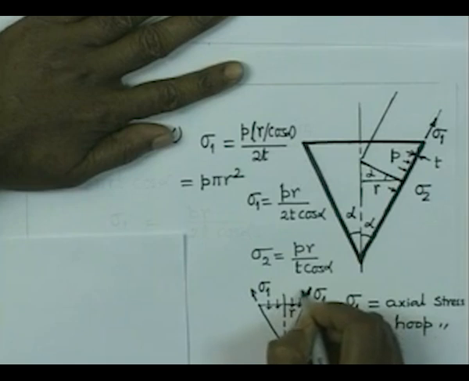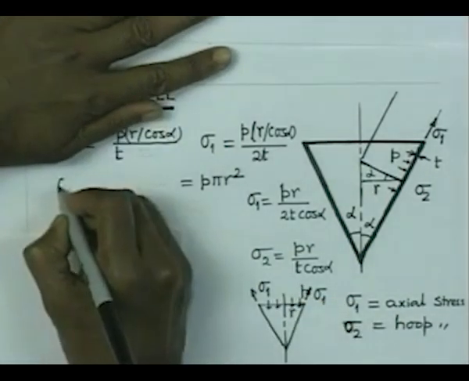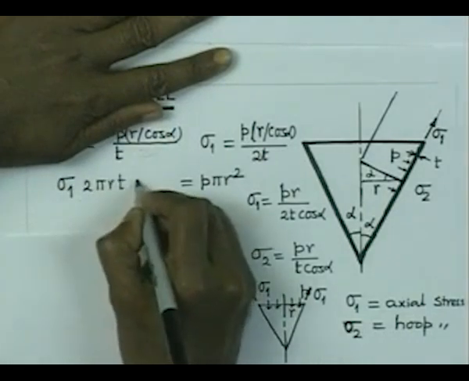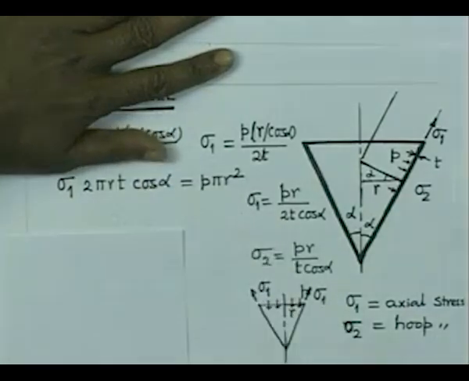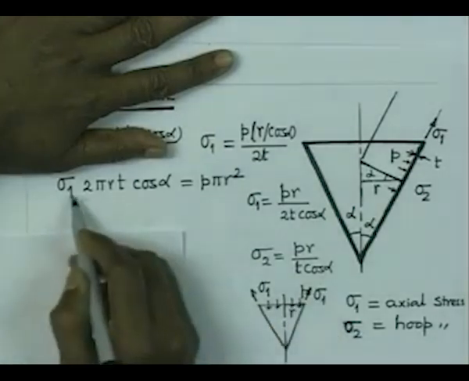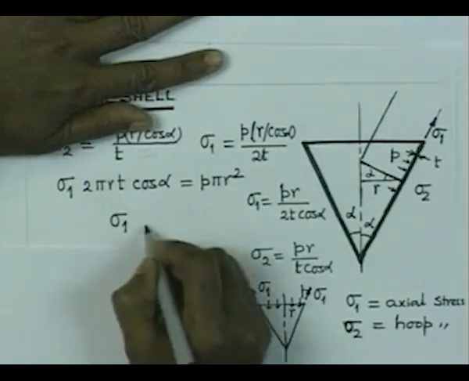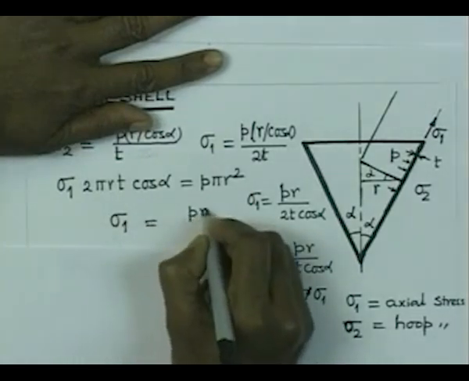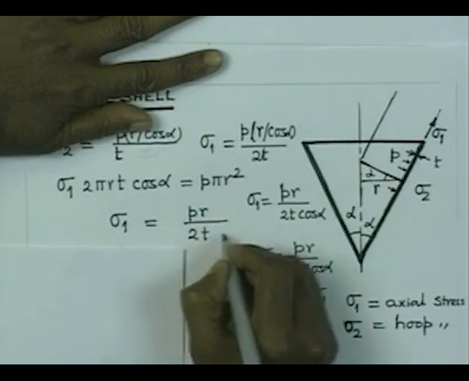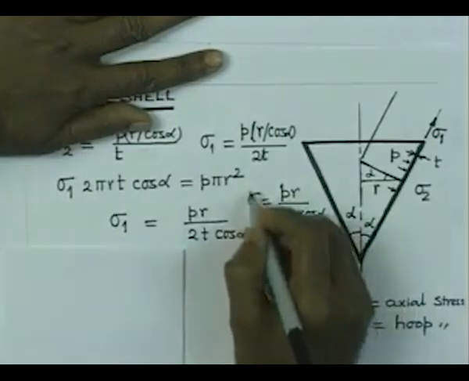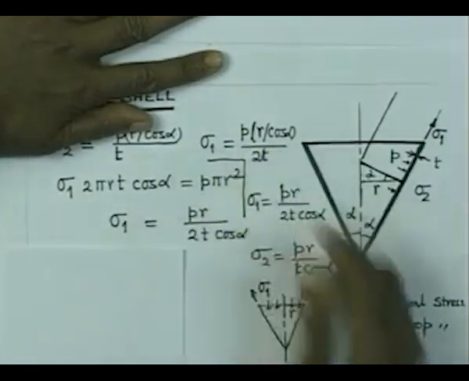The intensity of the stress is sigma 1, and now we must take its component in this direction, which is cosine alpha. So, we have sigma 1 into 2 pi r into T into cosine alpha, that gives us the equilibrium equation, and this finally gives you sigma 1 equal to P r by 2 T cos alpha. So, that is what we also obtained earlier by considering it to be a cylindrical vessel.